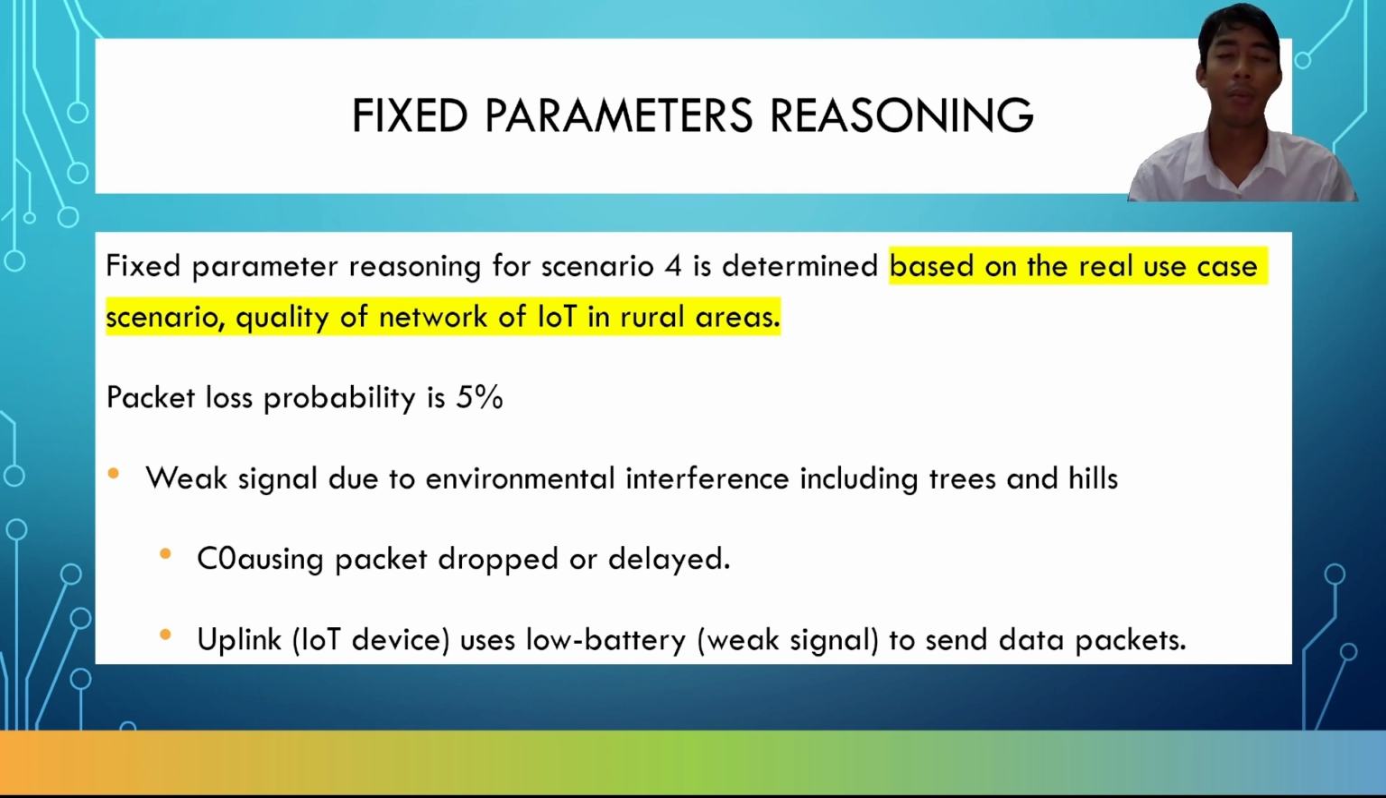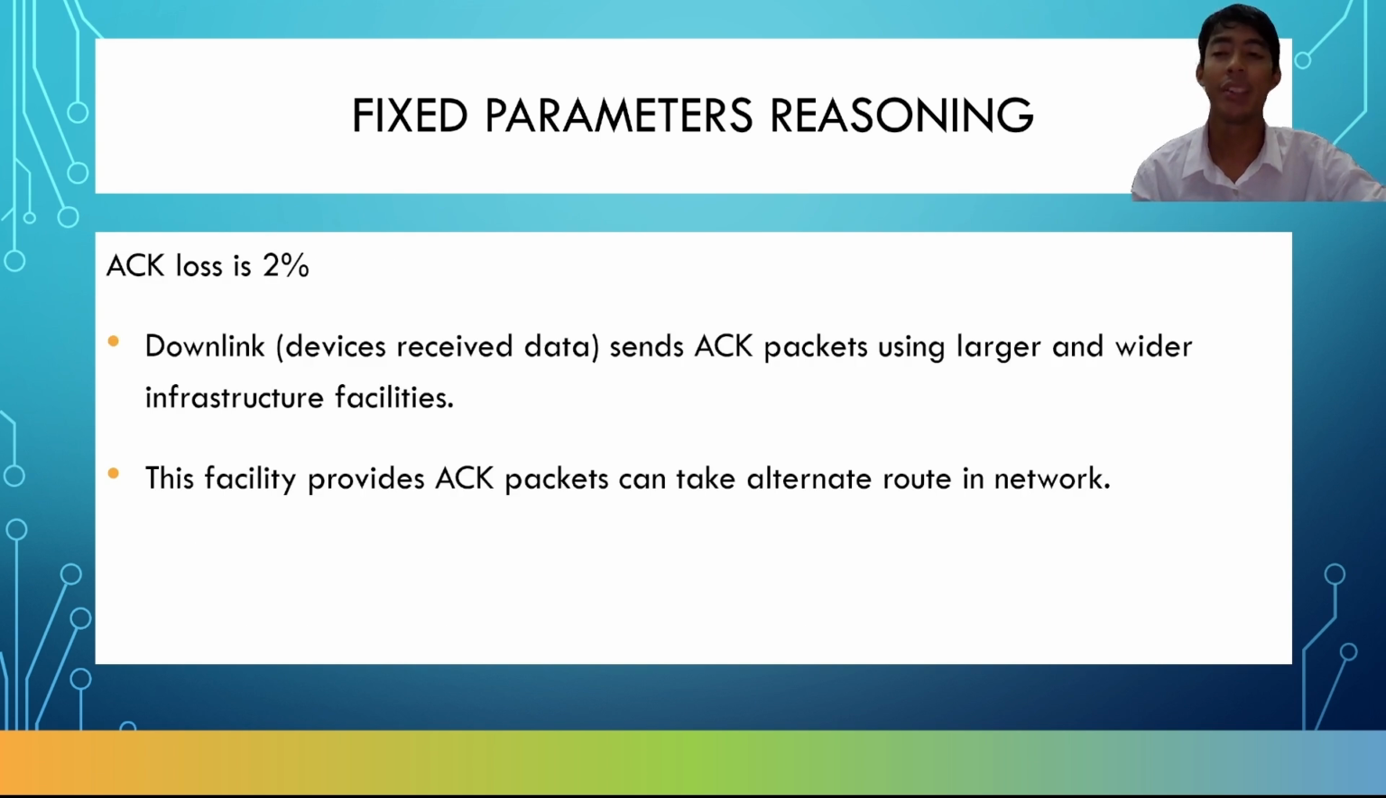And the uplink, I mean the sender to the receiver, uses a low battery, which means it uses a weak signal to send the data packets. And the ACK loss is 2%, lower than the packet loss probability. The downlink is different: the receiver sends the ACK packets using larger and wider infrastructure facilities. So when the receiver sends ACK packets to the sender, it will use an alternate route in the network by using the larger and wider infrastructure like antenna towers in the rural area.